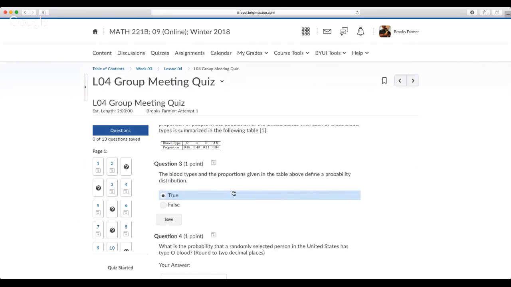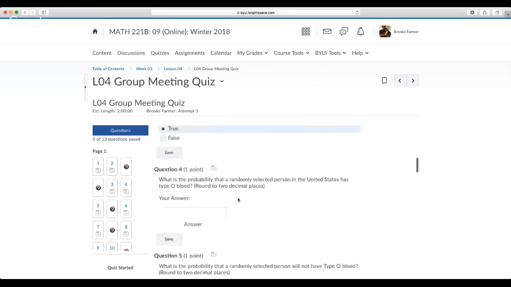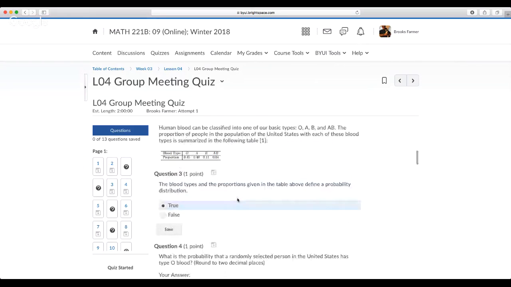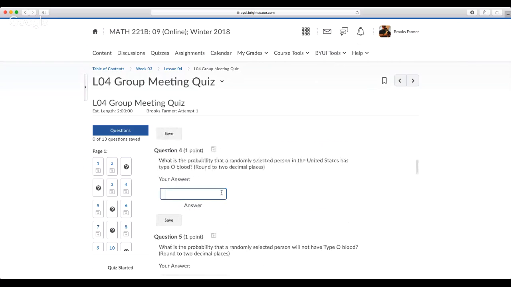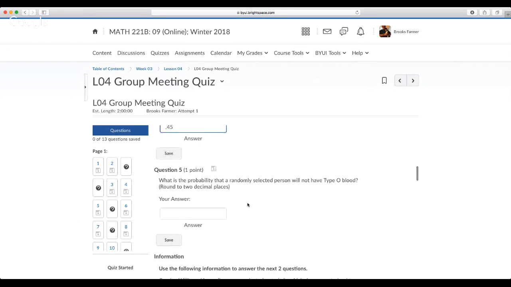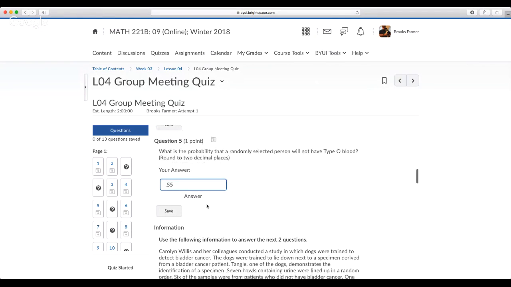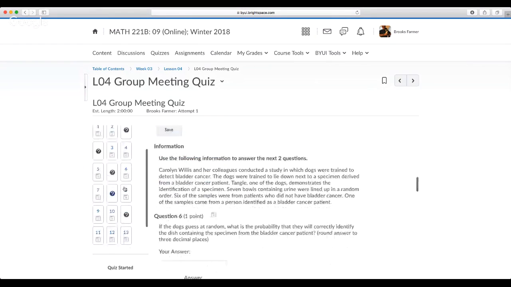Okay, then question 4 says, what is the probability that a randomly selected person in the United States has type O blood, rounded to decimal places? So it'd be 0.45. It gives us the answer. Okay, here is 5: what is the probability a randomly selected person will not have type O blood? That's just the complement, so it should be 0.55, right? 1 minus 0.45, yeah. 0.55.